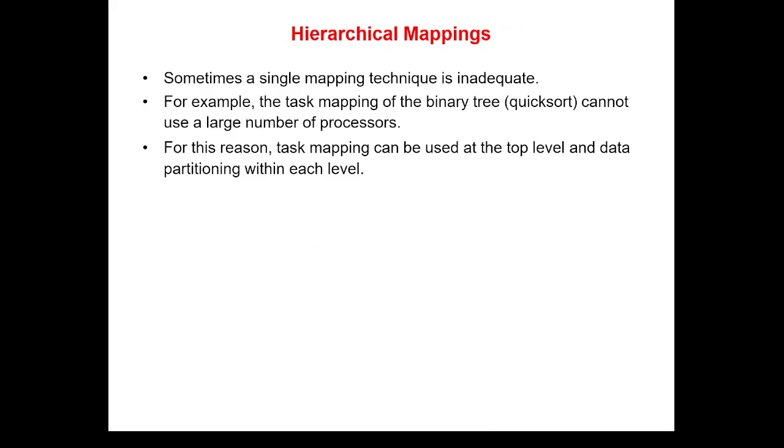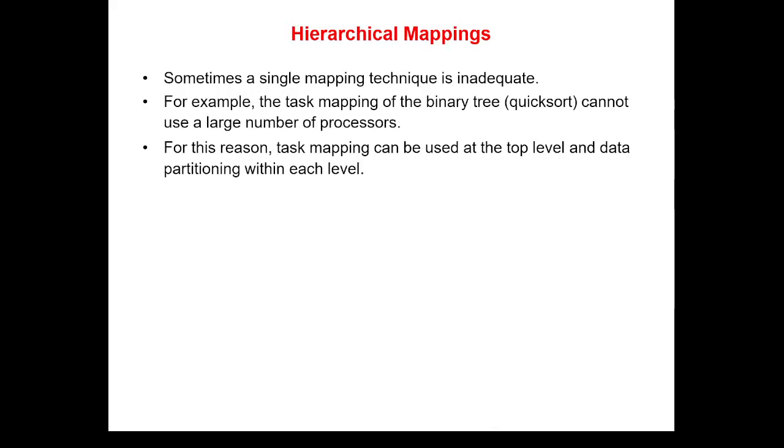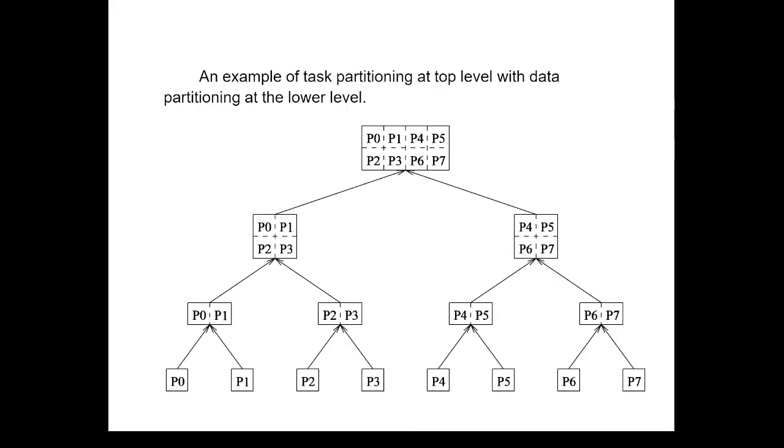Okay, sometimes a single mapping technique is inadequate. Okay, kita tak boleh pakai satu single mapping technique je. Jadi kita boleh gunakan task mapping of the binary tree untuk quick sort, which cannot be used for a large number of processes. For this reason, task mapping can be used at the top level and the data partitioning within each level. Okay, alright. Contoh macam ni lah. Okay, so kalau kita nak pakai satu je, satu teknik je tak boleh. Okay, jadi kita kena combine dua teknik lah. Teknik mapping tu sama ada task ataupun data, task mapping and also data partitioning bagi setiap level.